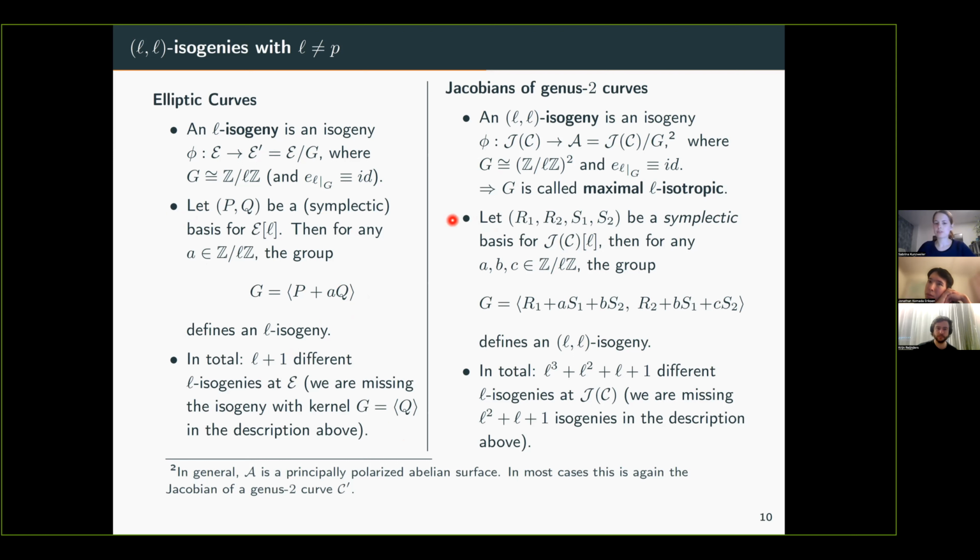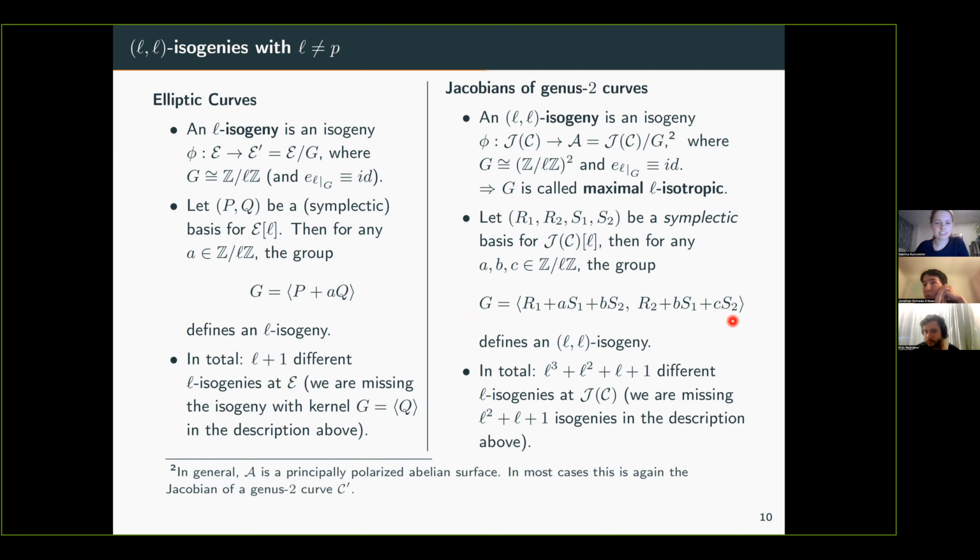Now, on the other side, in the genus 2 setting, we can do something similar. We can fix a basis for the L-torsion, with the difference that here the L-torsion is of rank 4, so we need 4 elements as the generators. And now to construct a maximal isotropic group, one can again just choose 3 different integers and consider those 2 generators of the group. And one can show that this will always be a maximal isotropic subgroup.